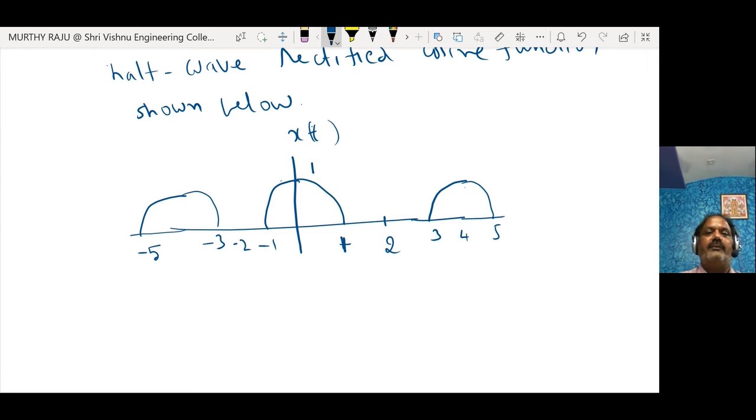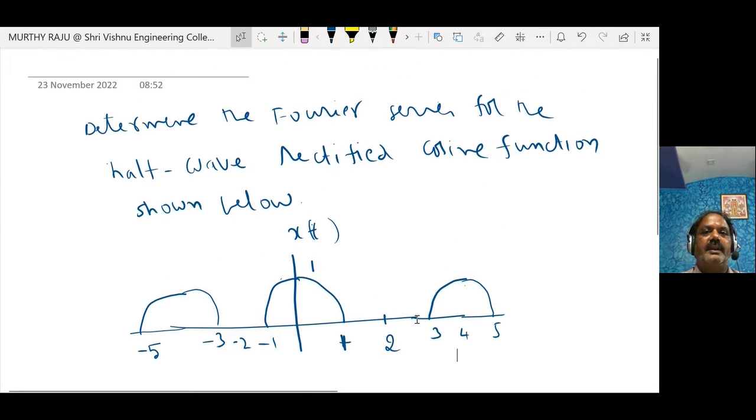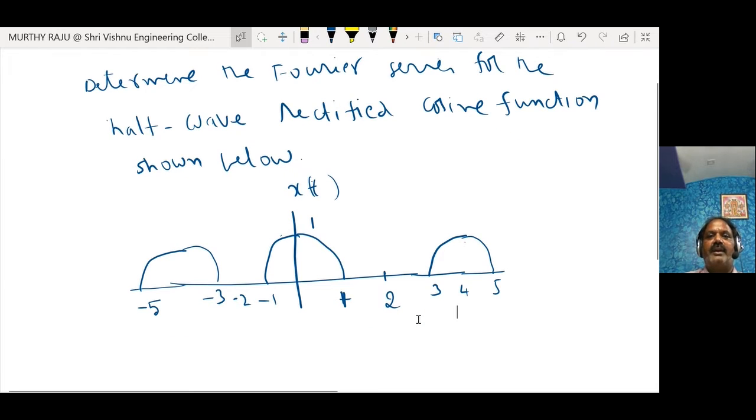This is the half wave rectified cosine. Determine the Fourier series for the half wave rectified cosine function shown below. First of all, I have to find the time period of the waveform. There are many ways to determine it. One way is t naught equal to minus 2, and t naught plus capital T naught is equal to 2. This is one way of defining a time period.